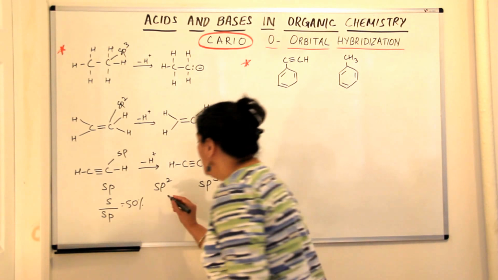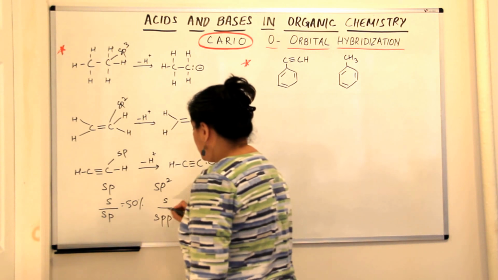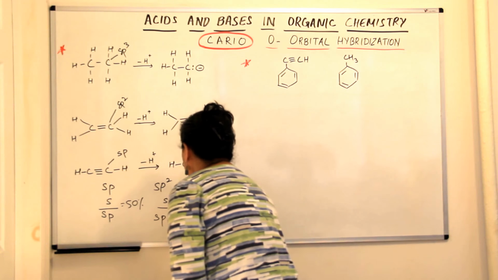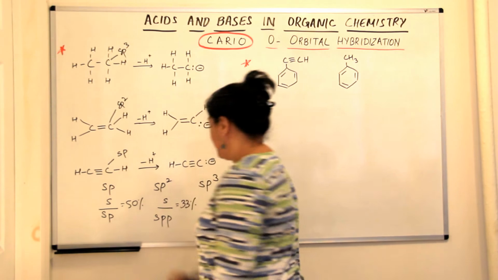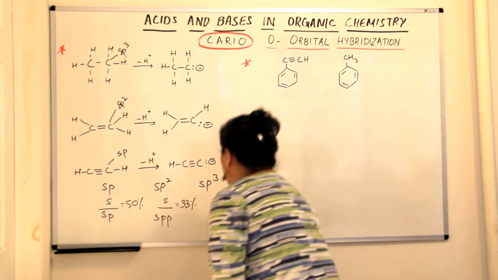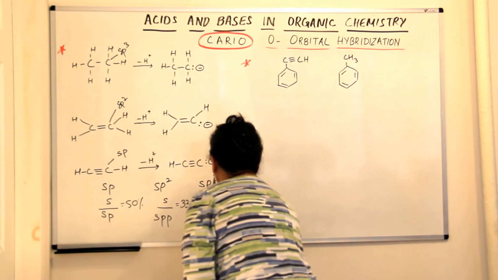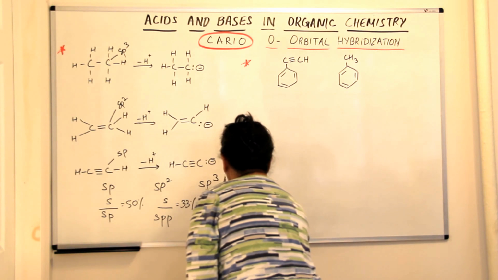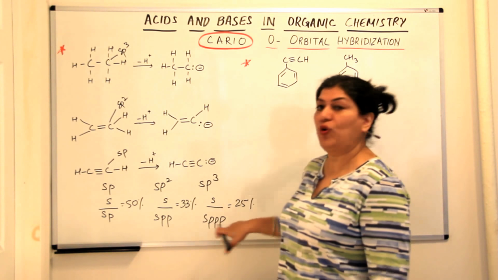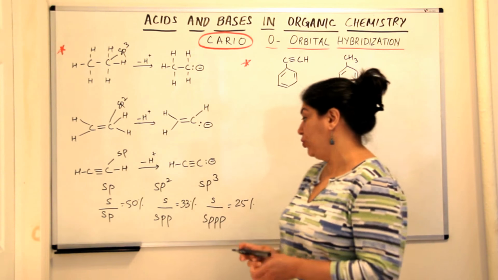In sp2, the s character would be s upon s, p, p. That is, it is only 1/3, which means you have 33% s character. In sp3, you would have s upon s, p, p, p, which is only 25%. So s is only 1/4 of the orbitals. The s character is only 1/4 of all the orbitals.